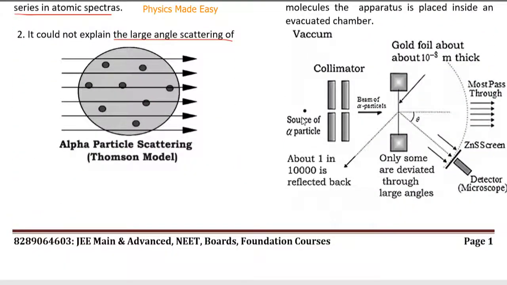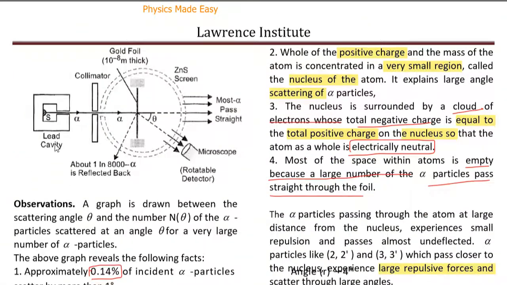Here is the source of alpha particles. I will take this diagram. Here, the source of alpha particles is inside a lead cavity. It is collimated by the collimator. The alpha particles are made to fall on a thin gold foil, and they are scattered by the atom. The intensity of scattered alpha particles is measured by a rotating detector, which is made up of a zinc sulfide screen.